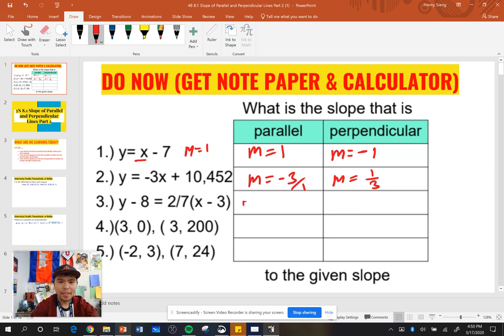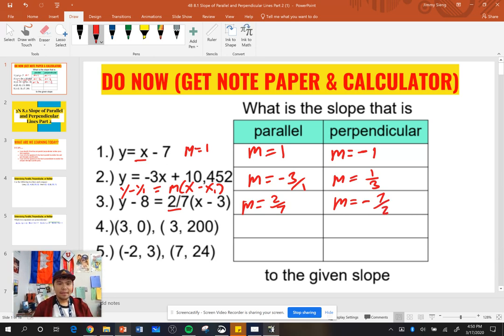So number 3, we can see our slope is 2 over 7. You should see that this is in y minus y1 equals m times parentheses x minus x1, point slope form, right? Because this is point slope form, you should see your slope is 2 over 7. Now to make it perpendicular, we take the opposite of that, which is negative, and we take the reciprocal, which is 7 over 2, okay? All right, those are easy.